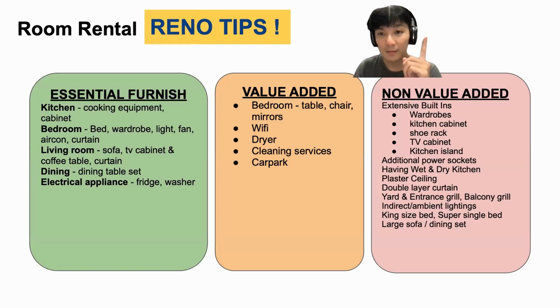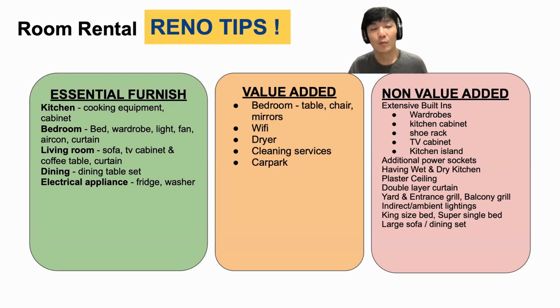So now we go to the reno tips. What is really needed for the units? What is the value added things and what is not value added things? Why do you need to know this? Yes, because if you know this, you know how to budget and prioritize your reno spending. Essential value add, spend on this first. Don't spend on the non-value added. I have listed a long list of items where you shouldn't spend on the non-value added.